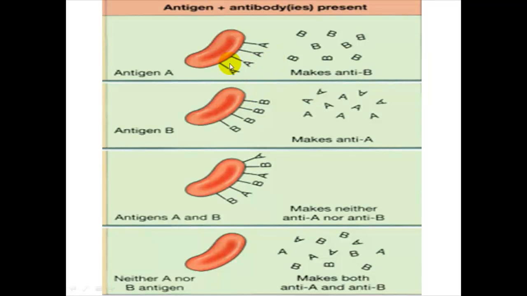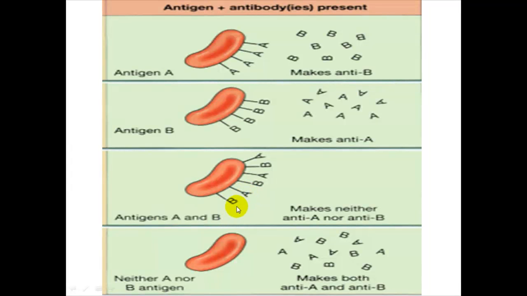This antibody will fight against A because A is not what the body recognizes. Their body recognizes B, not A. So this will fight A because it's not found within their body. Likewise, the anti-A will fight against antigen B in the other case, because that body does not recognize B. Instead, it recognizes A.